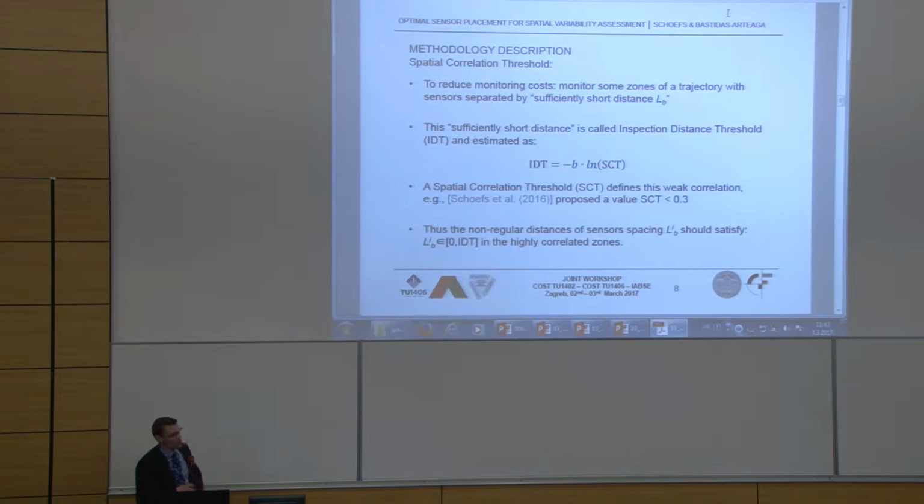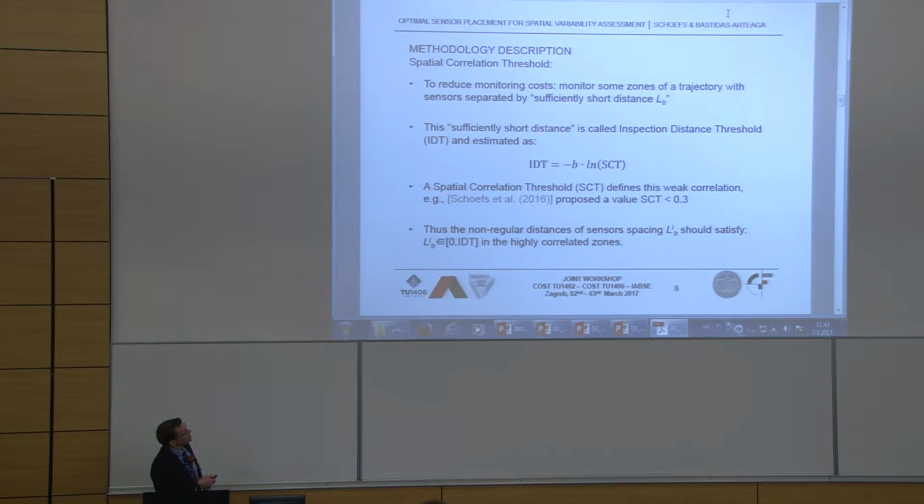The key concept we will use today is the spatial correlation threshold. So what is it? The main objective will be to reduce the monitoring cost, so to monitor some zones of a trajectory with sensors separated by a sufficiently short distance to capture the correlation. This distance is called the inspection distance threshold.